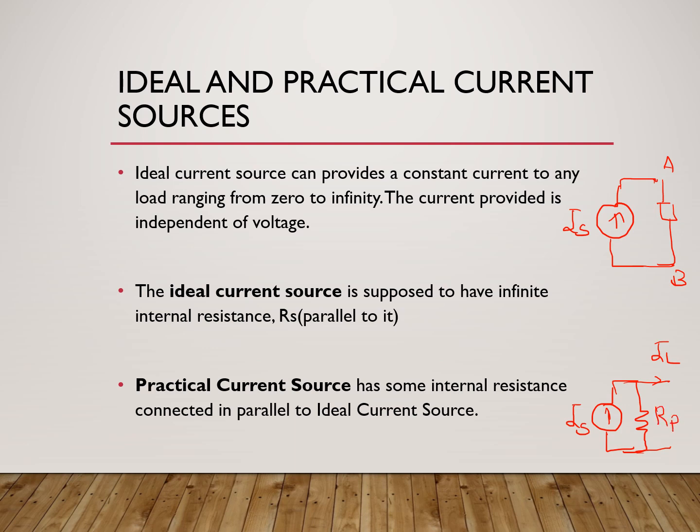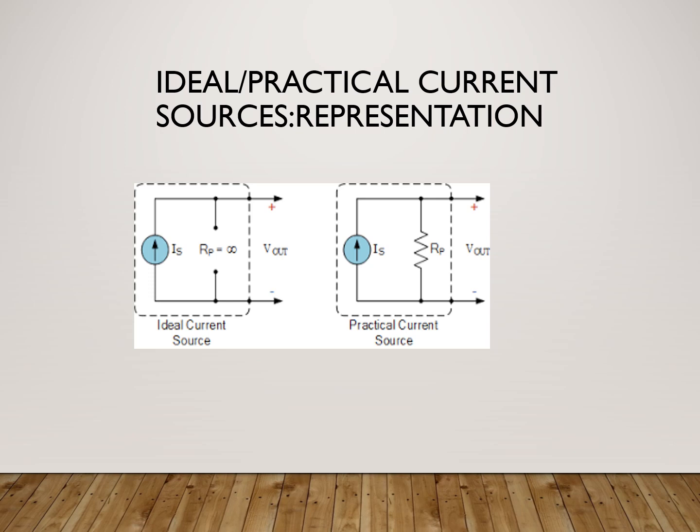Speaking about the ideal or practical current sources, as we said before, the ideal current source has an internal resistance of infinity. So here Rp is infinity, whereas a practical current source is shown with a parallel resistance. This parallel resistance Rp is also called RSH, that is, the shunt resistance.